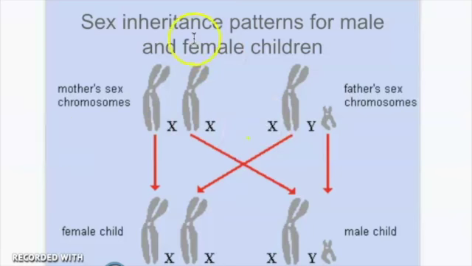So here's that sex inheritance pattern that we saw. When it comes to mom's sex chromosome, if a female child is to be born, she will be giving one of her X chromosomes. And the same thing with dad. He's going to be giving his X chromosome. In order for a male to be born, mom is going to give an X chromosome, and dad is going to give a Y chromosome.